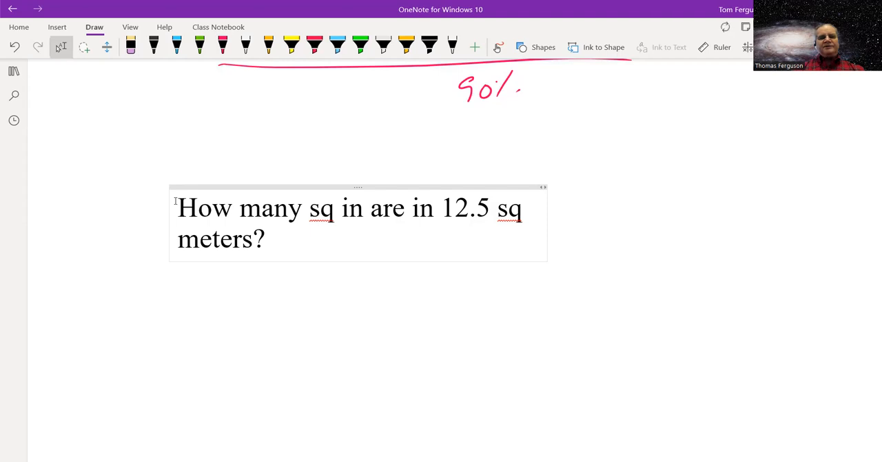Okay, how many square inches are in 12.5 square meters? Now, this problem is a metric conversion, number one. Number two, it's going from an imperial system to the metric system. So those are two conversion steps.